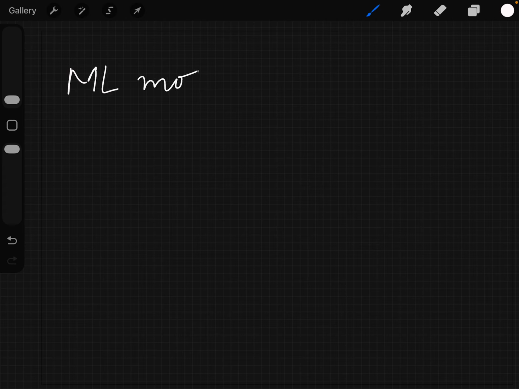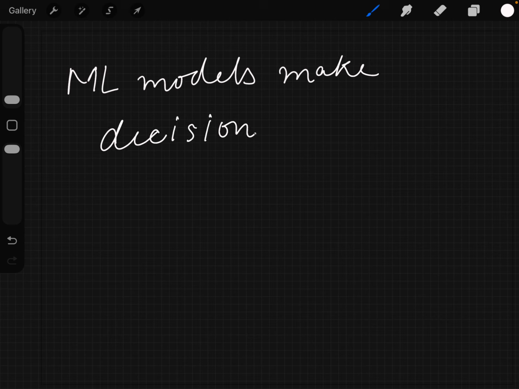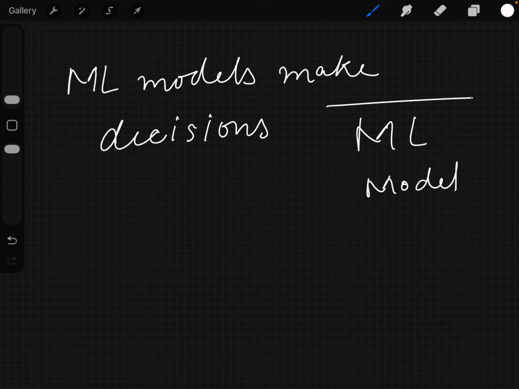Machine learning models are used everywhere today. We trust them to make decisions. When we say everywhere, we really mean everywhere, from simple things like filtering emails to serious systems like medical tools or financial systems.